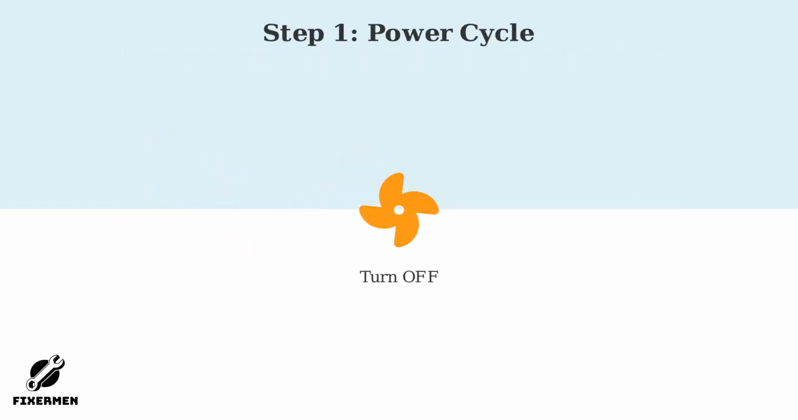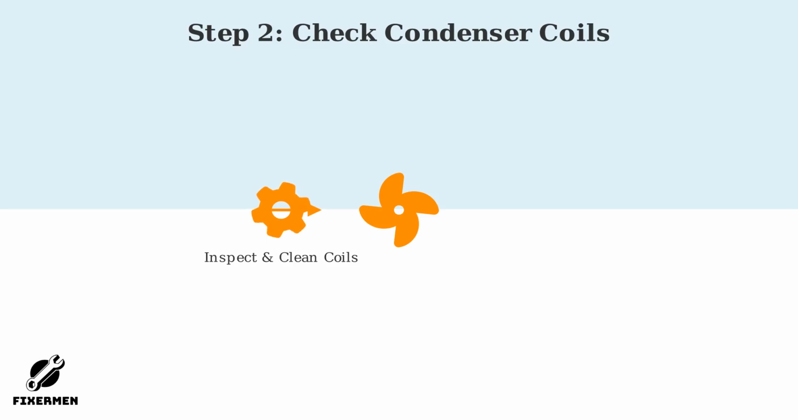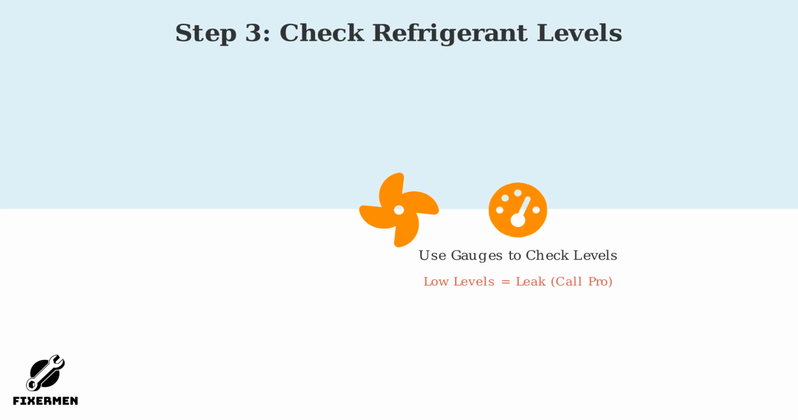Start by power cycling your AC unit: turn it off, wait 5 to 10 minutes, and then restart. If the H3 error persists, you'll need to investigate further. Begin by inspecting and cleaning the condenser coils to ensure proper airflow. Check refrigerant levels using appropriate gauges. Low refrigerant often indicates a leak, requiring professional attention.